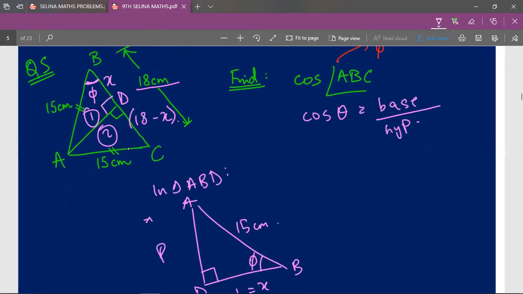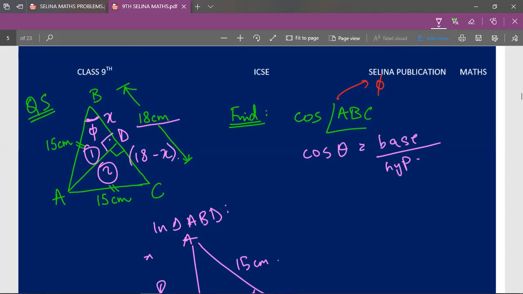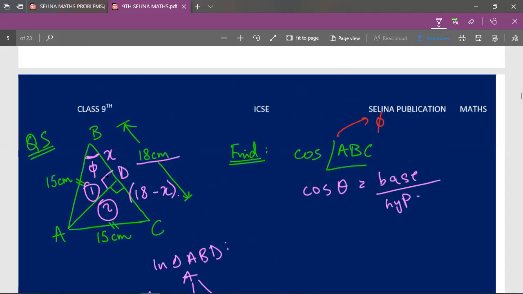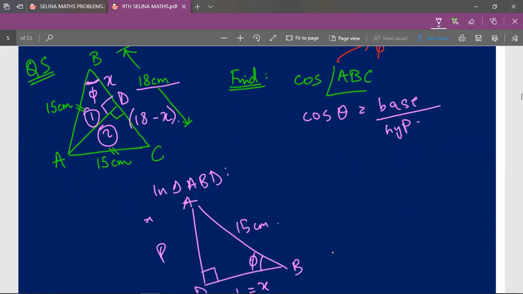So to find a perpendicular, we'll apply the Pythagoras theorem in both of the triangles. Why? Because AD, as we have done in the earlier question, is the common side. So if we apply the Pythagoras theorem to find the perpendicular in both of these triangles, the answer will come the same. We can write the first answer for the perpendicular as equal to the second answer for the perpendicular. Accordingly, we'll find our first answer, and to solve that, we'll apply the Pythagoras theorem.